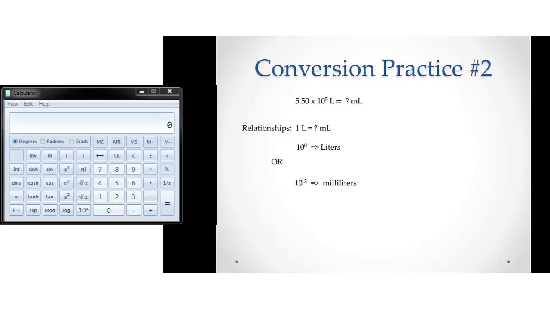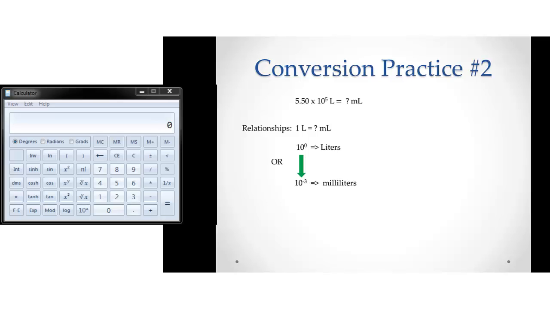The given unit of liters is the base unit for expressing volume and has a value of 10 to the power of 0, while the unit we are looking to convert to has a prefix of milli. This prefix lets us know our power of 10 is to the minus 3 power. In going from 10 to the 0 to 10 to the minus 3, we are taking 3 steps in our powers of 10.